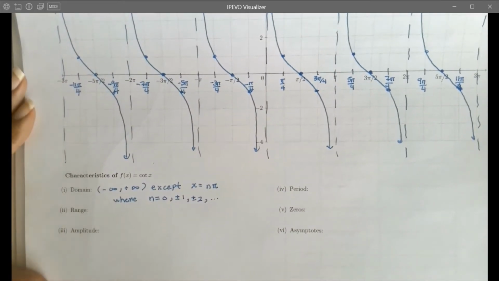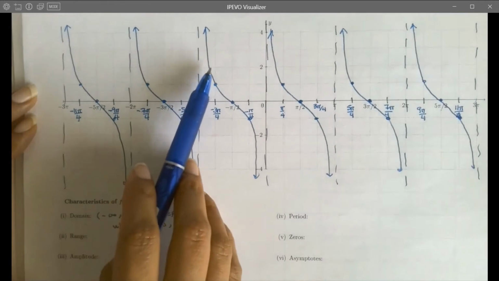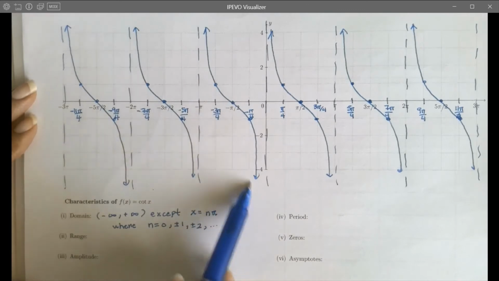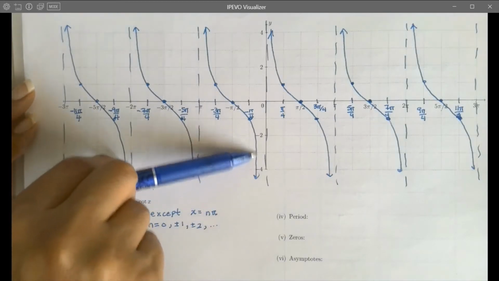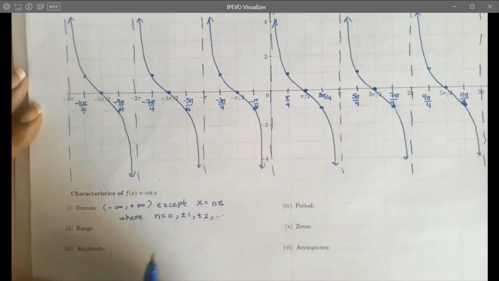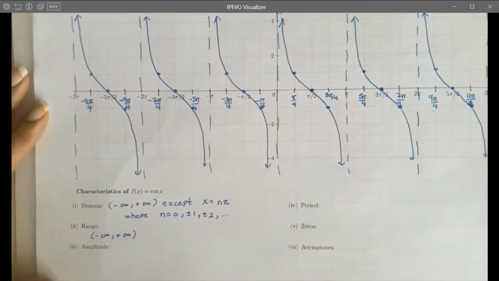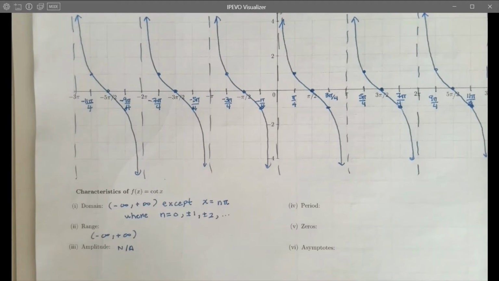What about the range? What y values can we attain? Well, just like in the tangent graph, we can attain any positive y value that we want and any negative y value that we want. There is no break in the continuation of the graph if we're considering going up and down. Okay, so the range will be from negative infinity to positive infinity. For the amplitude, we're going to write NA, because very similar to what we saw with tangent, we have no maximum y value and no minimum y value. That graph extends in both directions forever.